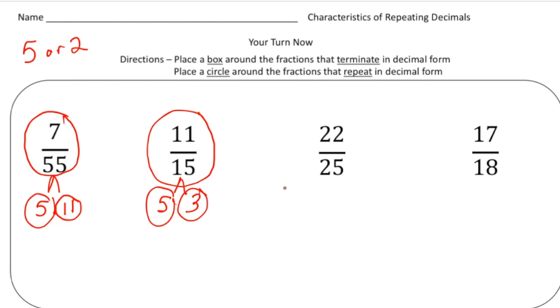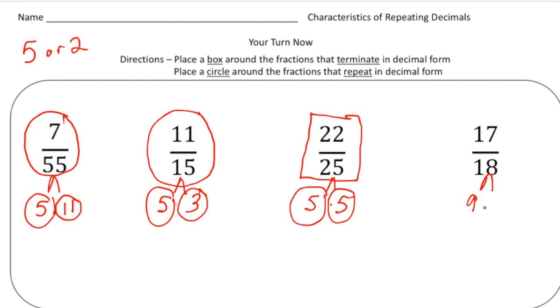All right, the next one, 22 twenty-fifths. Well, 25 is 5 times 5, and that's it. Because all we have is 5s, we know that this one is going to terminate. Let's put a box around that one. And then finally, 17 eighteenths. 18 can be 9 and 2, and then 9 is 3 and 3. Because we have a prime factor of 3 in there, we know this is also going to repeat.